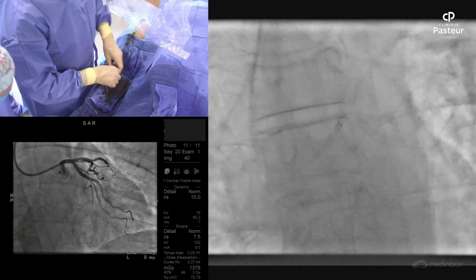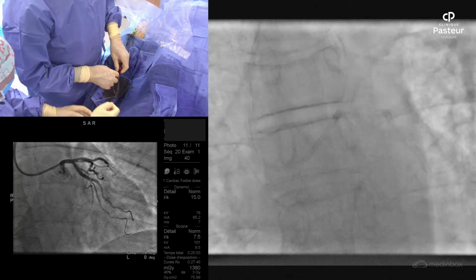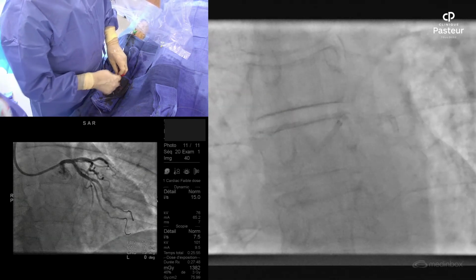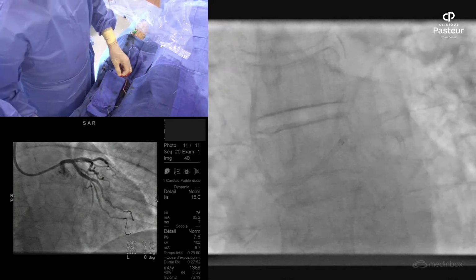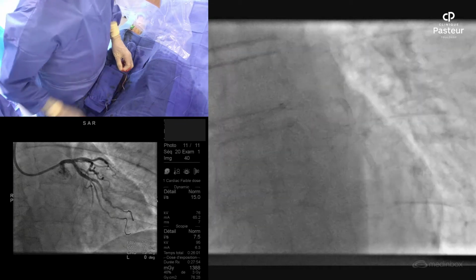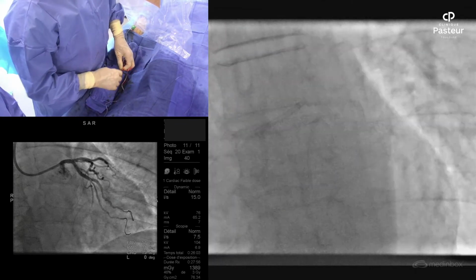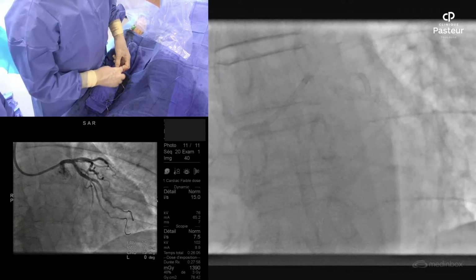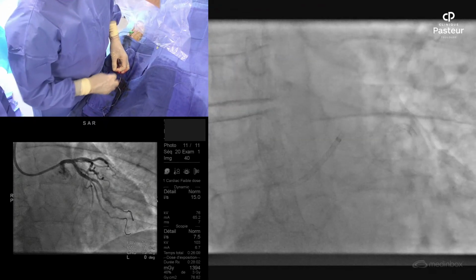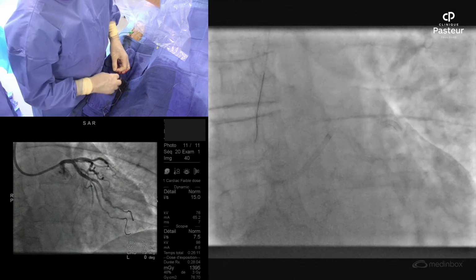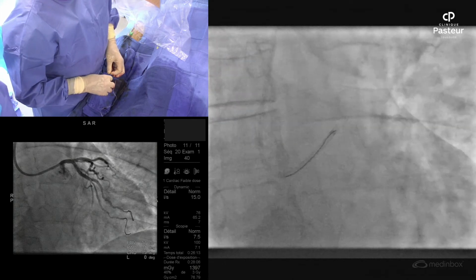Okay, here we are. So we can remove the J wire. And now I will advance again the wire. I will place this wire in the main vessel. Maybe you can come back to the caudal. Same view. Okay, disengage a little bit the guiding.